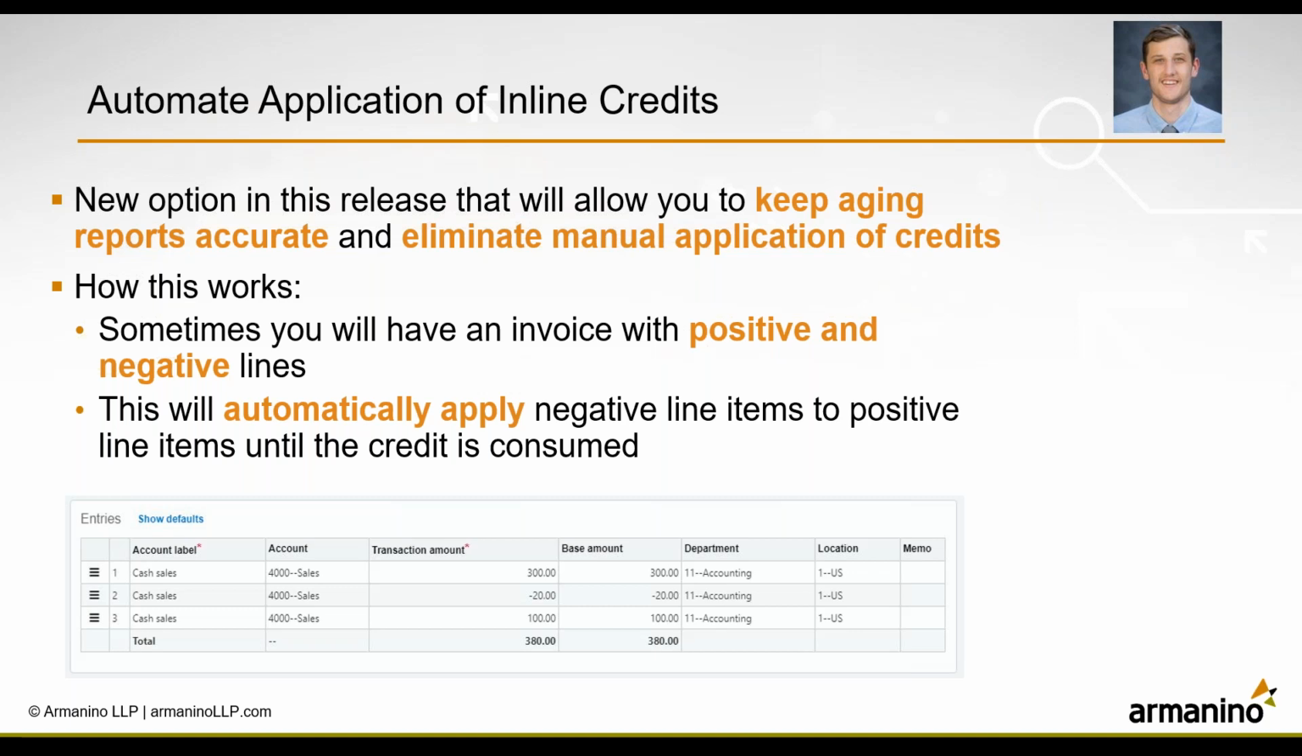So how does this work? Sometimes you'll have an invoice that contains both negative and positive line items. When you enable this configuration, any negative line item is going to automatically apply itself to positive line items in an invoice until that credit is completely consumed within that invoice. Any unused credits will remain available for application on any future invoices for the same customer.